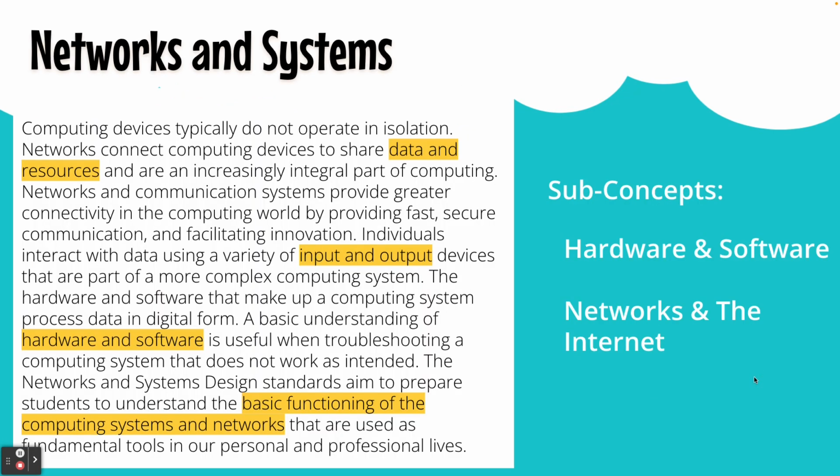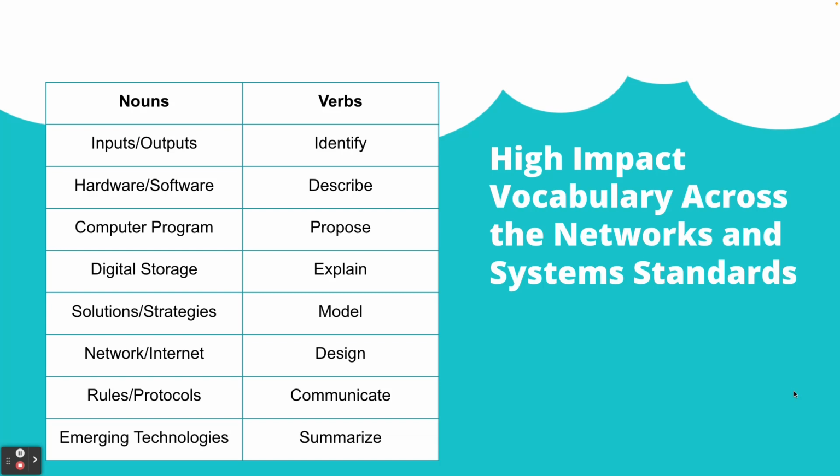The next one is networks and systems design. Again, we're talking about your input and output, your hardware and software, and the functioning of your computer systems. Your sub-concepts are also, we discussed in the last video. As far as your high impact vocabulary for the networks and system standards, we're talking about inputs and outputs, hardware and software, computer program, digital storage, solution and strategies, network and the internet, rules, protocols, and emerging technologies.